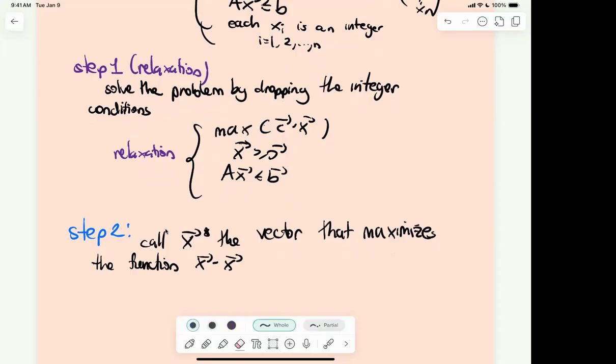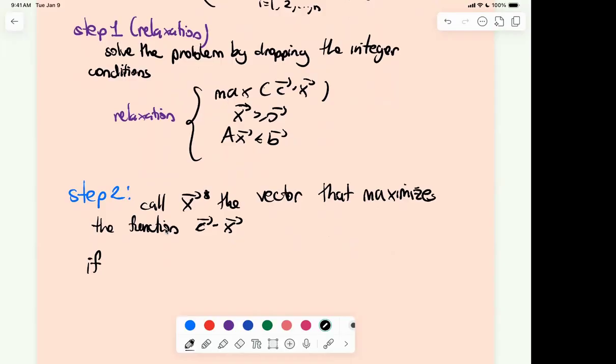So c dot x. If all the entries for this vector are integers, they're good to go. The algorithm stops, right? So if all the entries are integers, you stop and you're done.